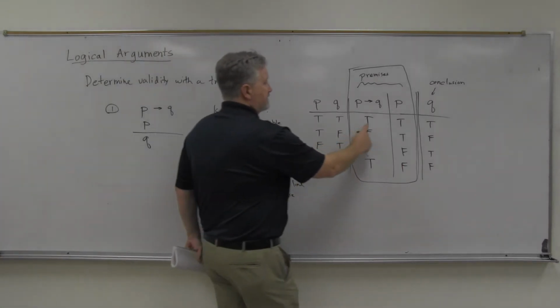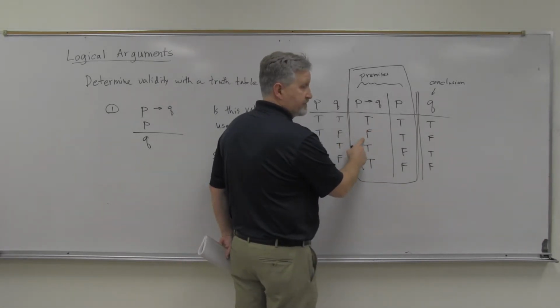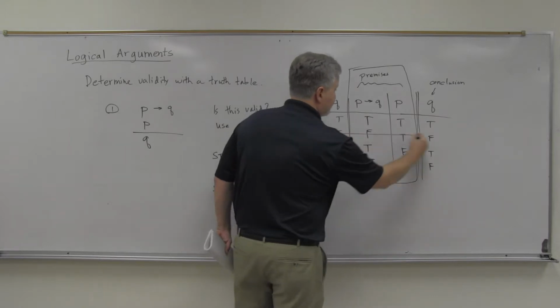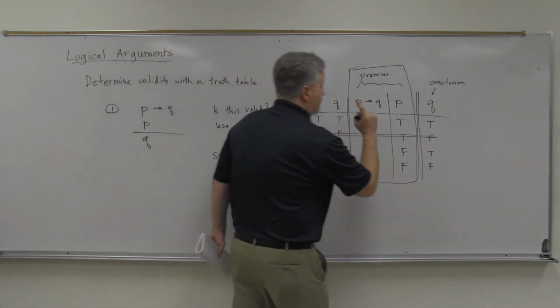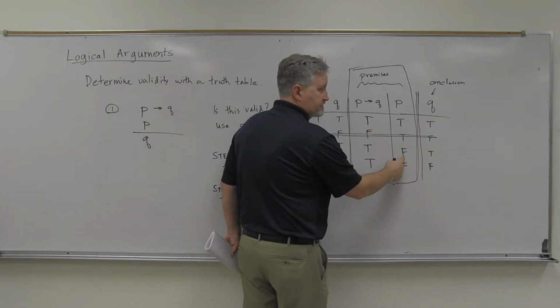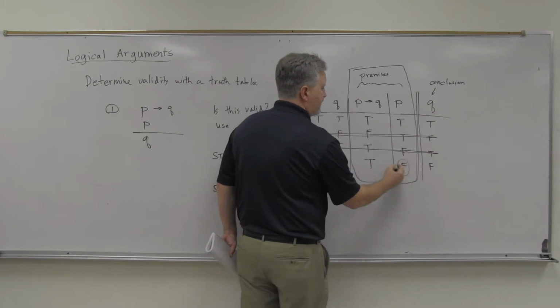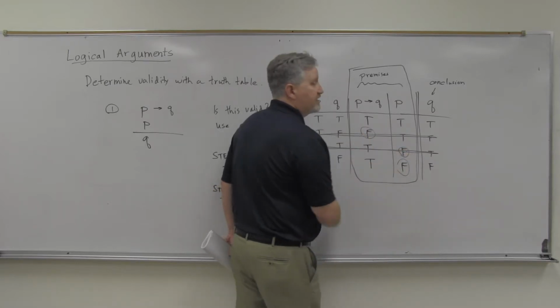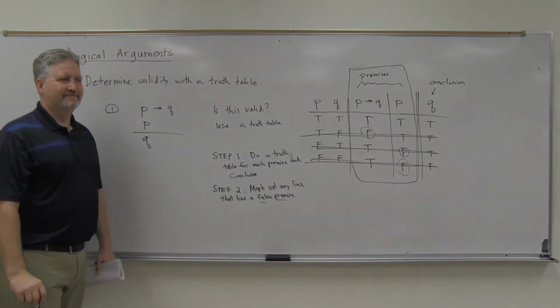Line 1 doesn't have a false premise because both premises are true. Line 2, however, has a false premise, doesn't it? Mark it out. That means mark out the whole entire line. Line 3 has a false premise. Mark it out. And line 4 has a false premise. The only thing that remains is line 1.